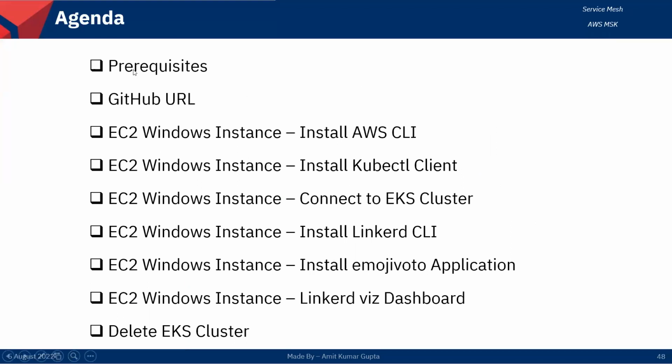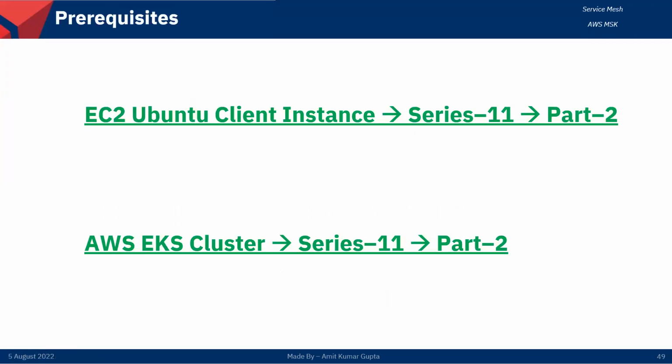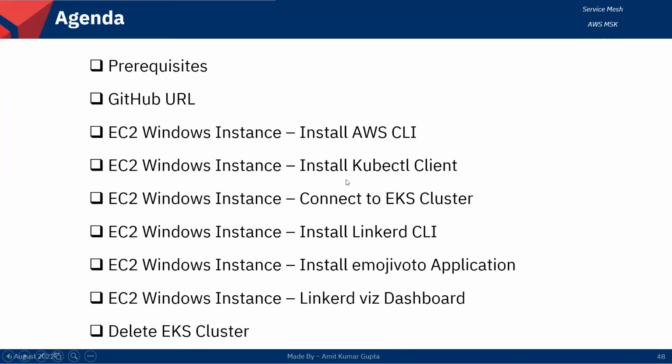The prerequisite is the EKS cluster, which we created in part 2 of this same series, and in the same series we created the Ubuntu client machine. So that should already be there. Please go to the part 2 video before this and create the cluster. Once you have created a cluster and Ubuntu client instance, then we can come to this video.